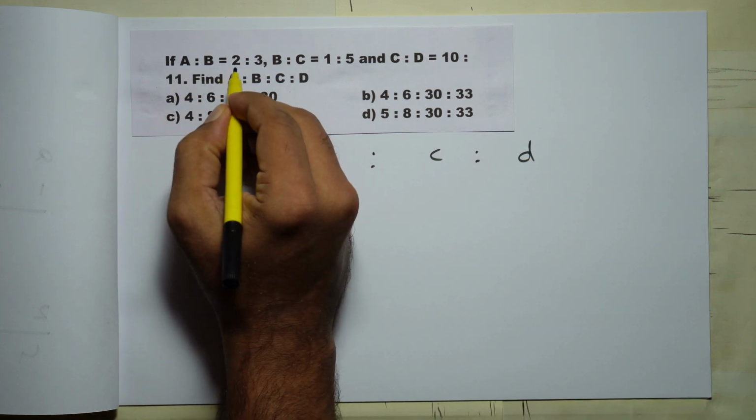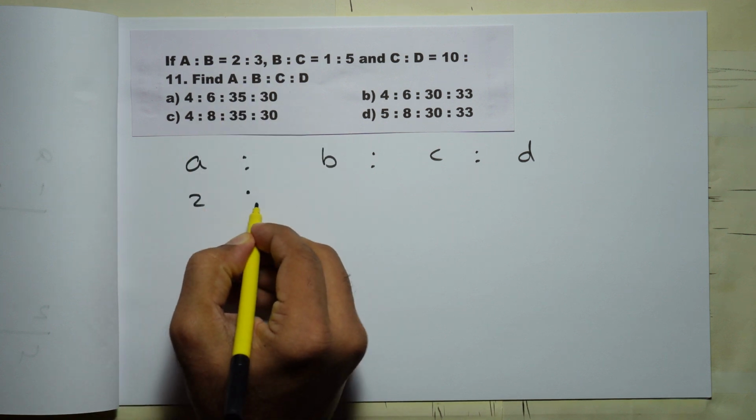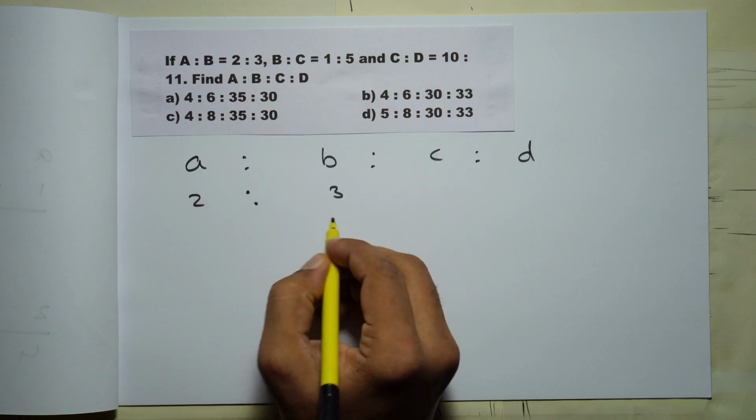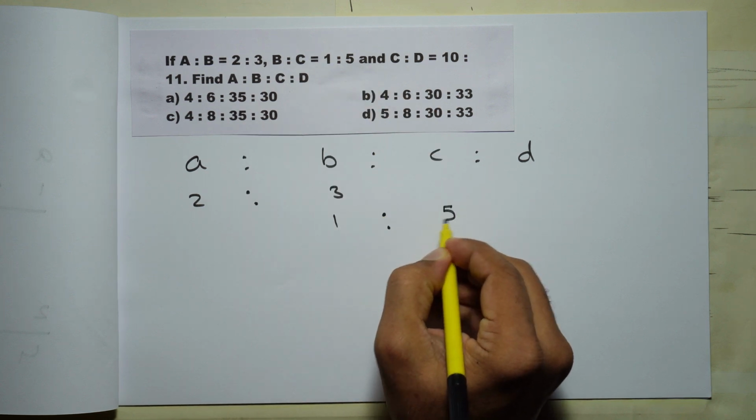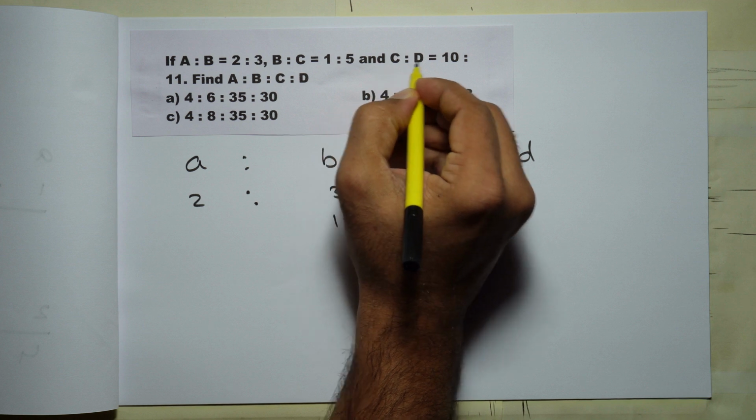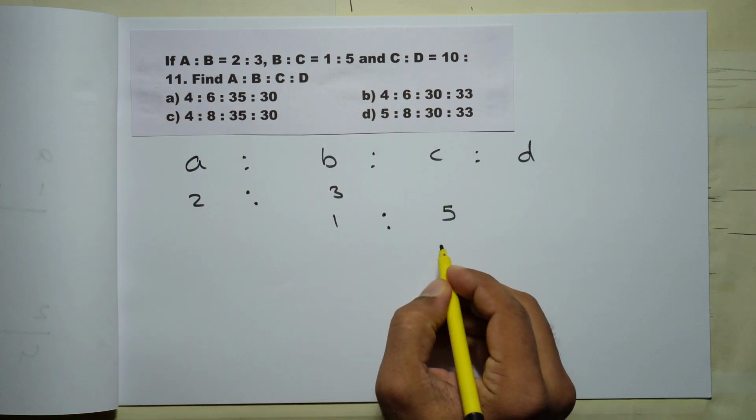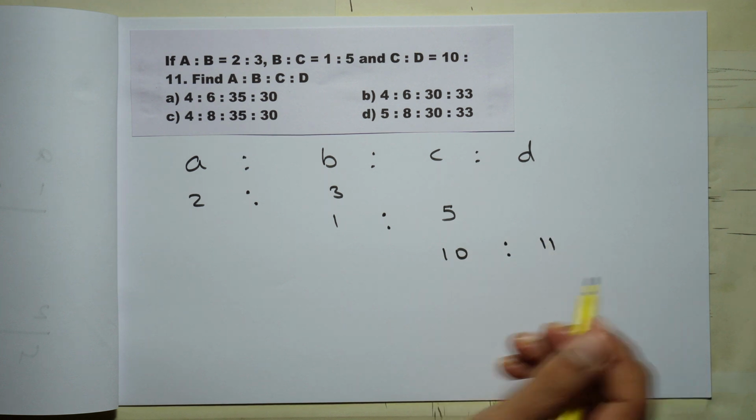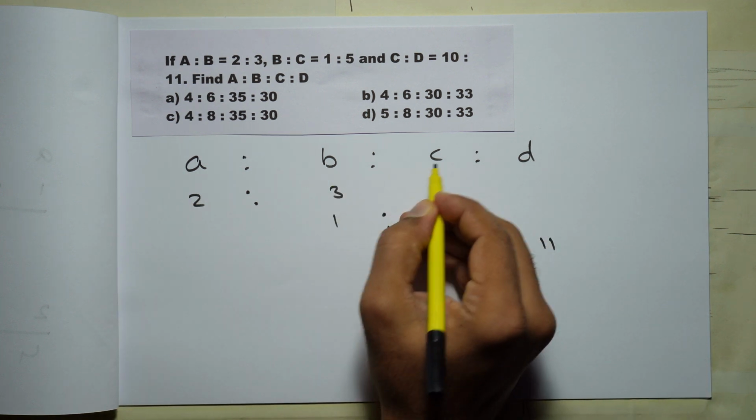Now here A is to B is 2 is to 3. The other ratio given is B is to C is 1 is to 5. And C is to D is 10 is to 11.